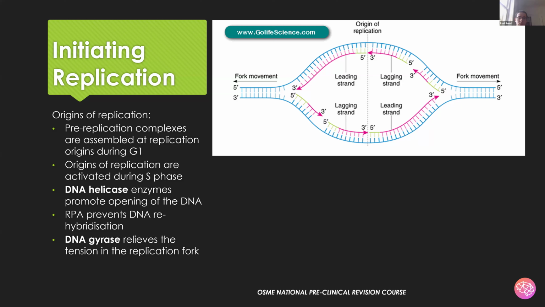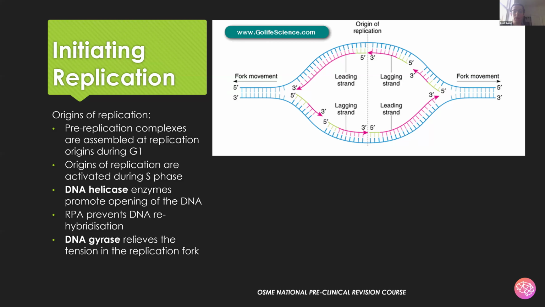The origins of replication recruit DNA helicases, which open the DNA double helix by breaking the hydrogen bonds between the complementary base pairs. And so that produces local separation of the polynucleotide strands. So single-strand DNA binding proteins, for example, replication protein A, associate with the exposed strands, and that prevents them from rehybridizing. So then once we have this, we have the structure of a replication fork. And so this is the junction between the double-stranded DNA and the separated strands.